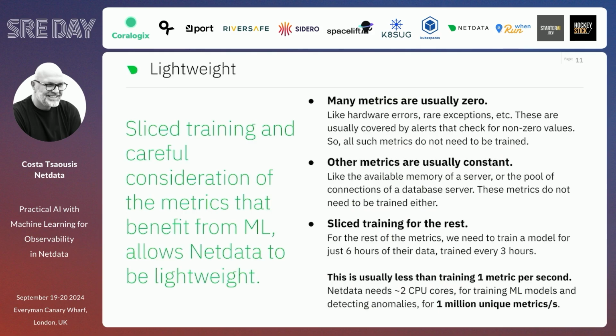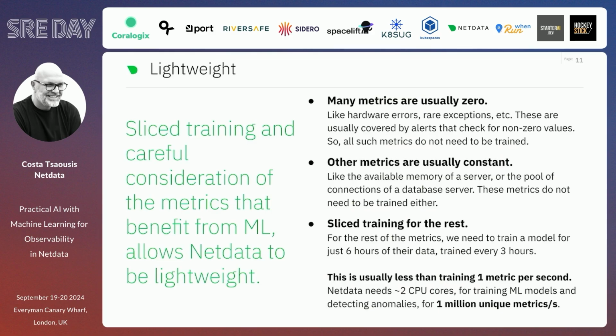How did we make it lightweight? The first thing is that we observed that a lot of metrics are just zeros. These are errors, hardware errors, or exceptions that never happen. These things that are always zeros are very easy. We don't need machine learning for them. You just have an alert on them. If they are not zero, raise an alert. That's it. You don't need anything else.